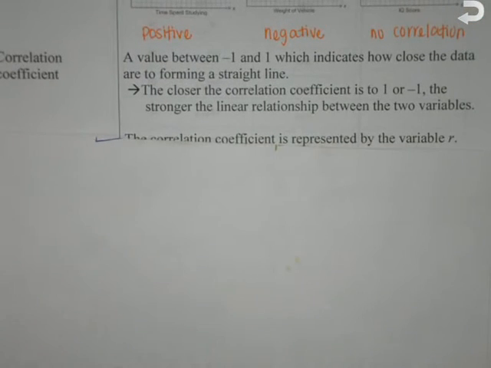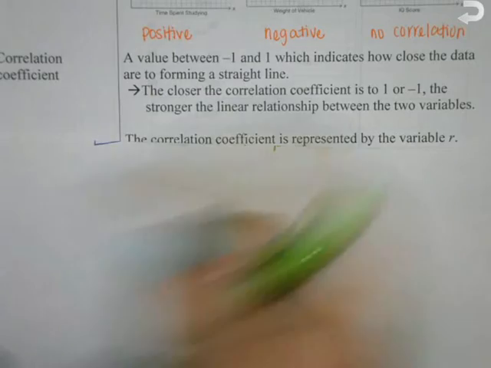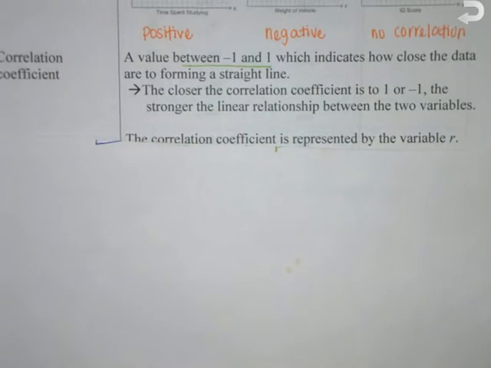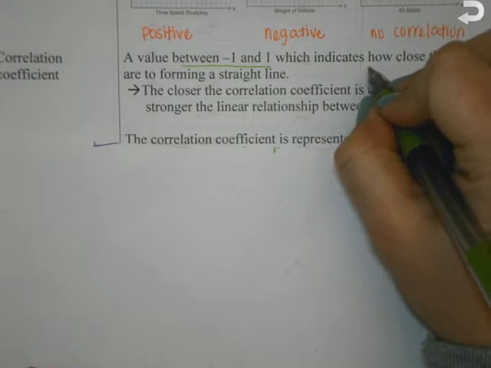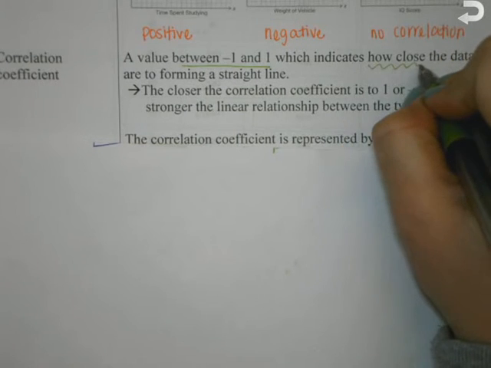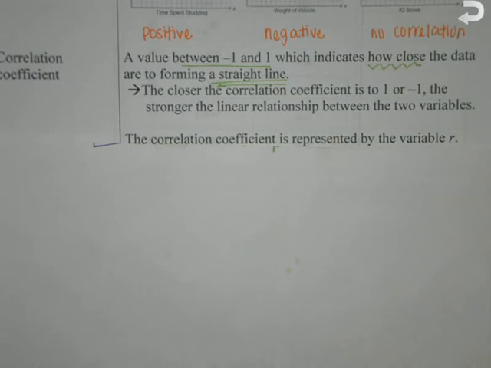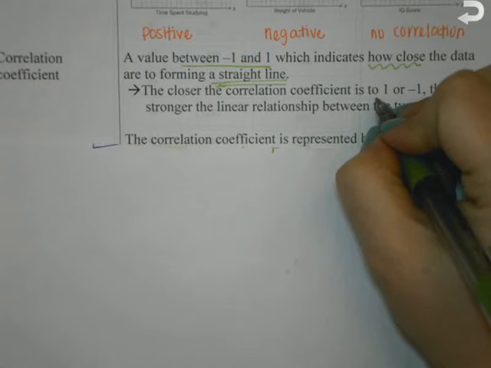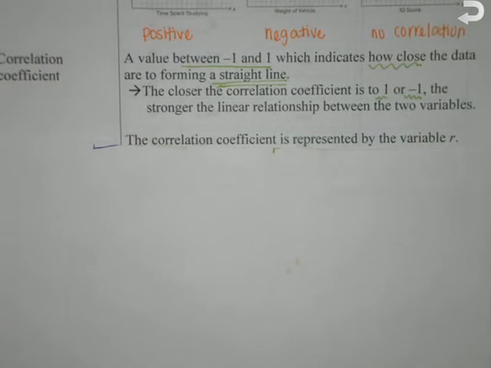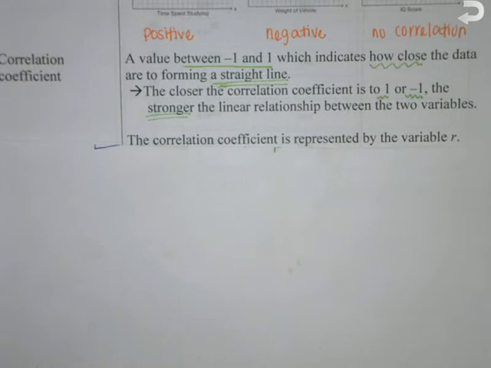The correlation coefficient is a value between 1 and -1, which indicates how close the data are to forming a straight line, okay? So it's some number between -1 and +1, it can be any number in between there, to tell you how close the data are to forming a straight line. Something I need you to note, the closer the correlation coefficient is to 1 or -1, so the bigger the correlation coefficient, the stronger the linear relationship, okay?